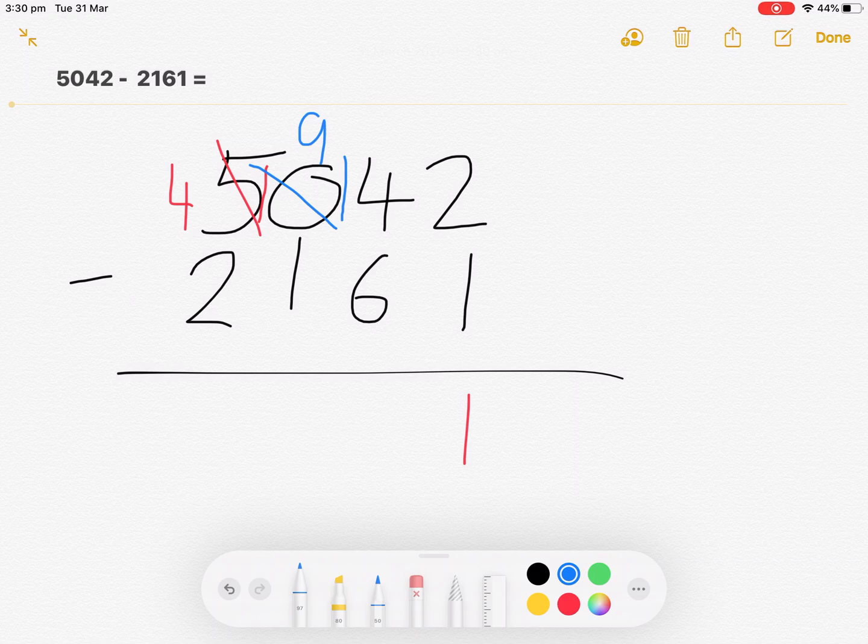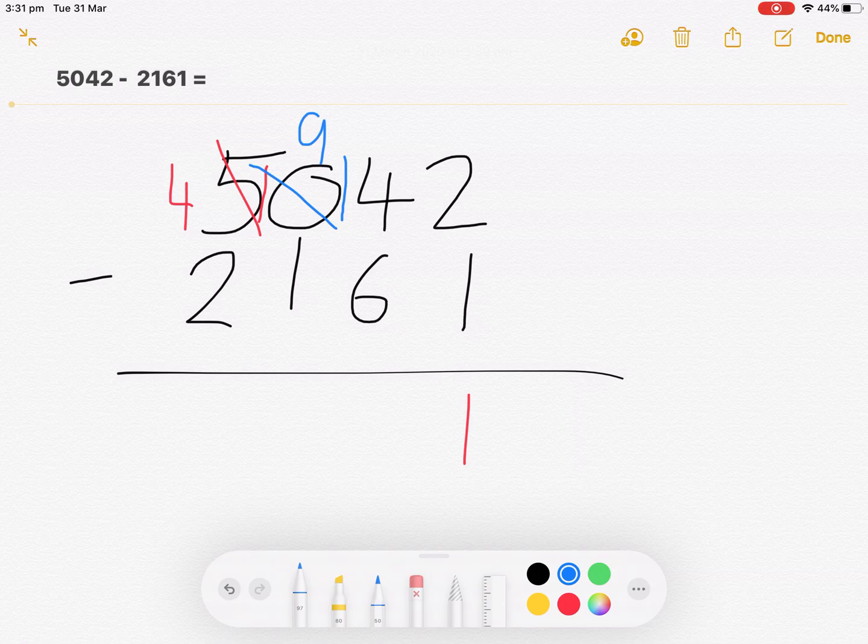Right, now, just to recap what we've done. We've taken 1,000 from the 5,000 into the hundreds. Then I ended up with 10 hundreds. Then once I had 10 hundreds, because 10 hundreds is the same as 1,000, I could take one of those hundreds into my tens.